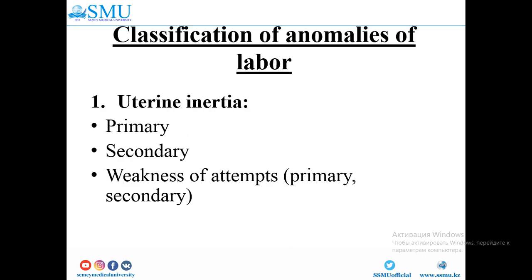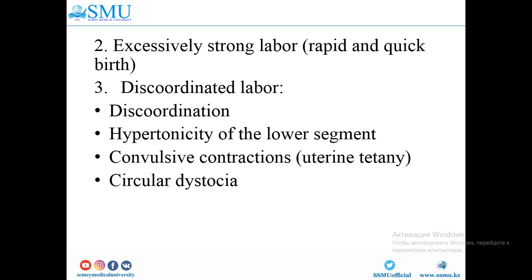Classification of anomalies of labor. First one is uterine inertia. It is divided into primary, secondary, and weakness of attempts. Primary and secondary also. Second one is excessively strong labor, rapid and quick birth. And third is discoordinated labor. It is divided into simple discoordination, hypertonicity of the lower segment, convulsive contractions, also called uterine tetany, and circular dystocia.